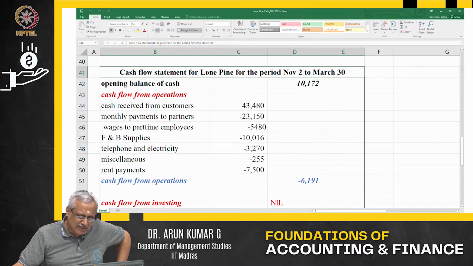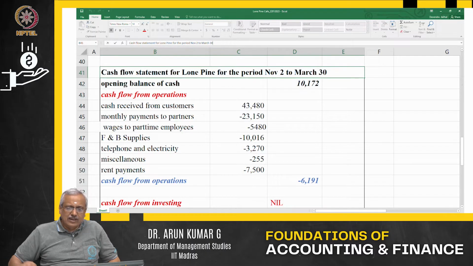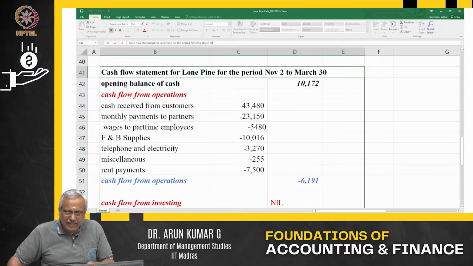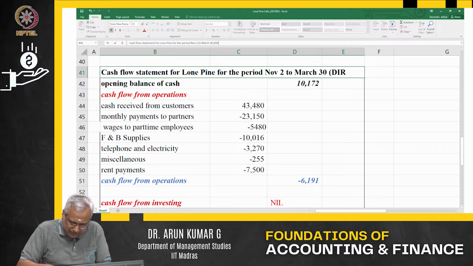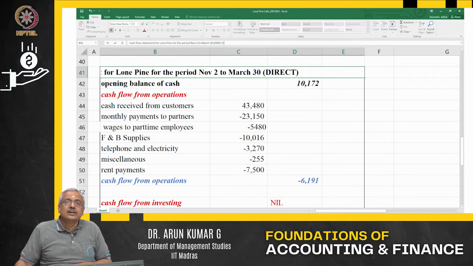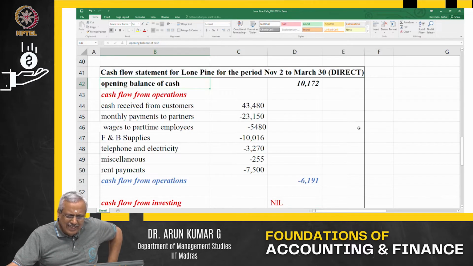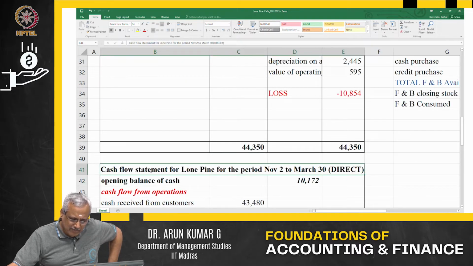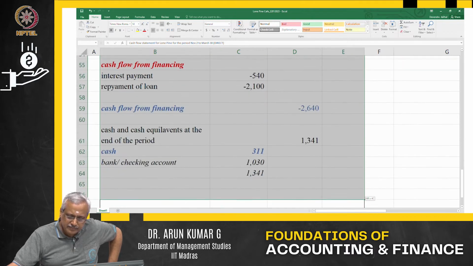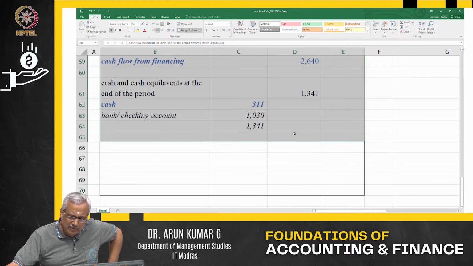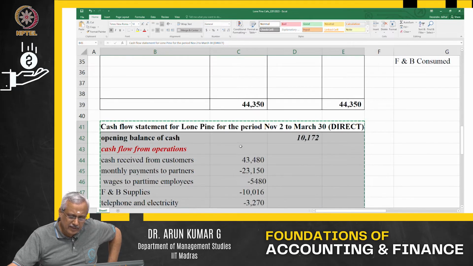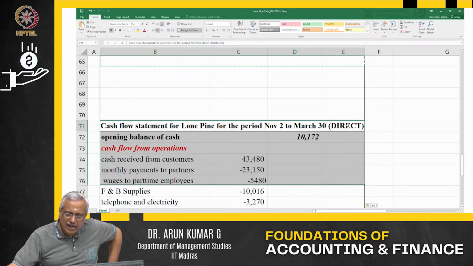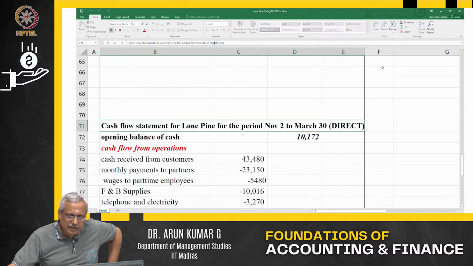Now let me correct this cash flow statement of Lone Pine Cafe, on the 30th. What we prepared that day is what we call the direct method. Now let me prepare it in the indirect method also. In the indirect method also, let me prepare a cash flow statement. I am just going to copy this, just for the formatting. I will say indirect method.